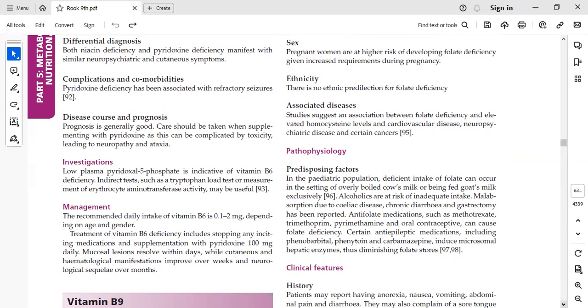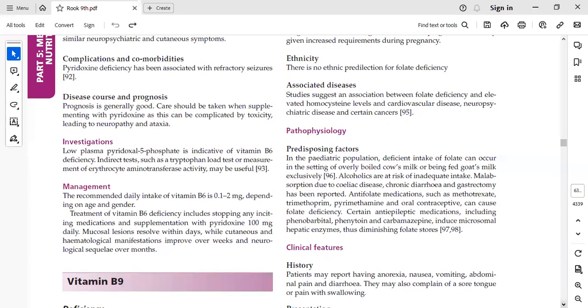How do you investigate a patient with vitamin B6 deficiency? There are two tests. Either you directly assess the deficiency, or there are indirect methods. Among the direct methods, there are going to be low plasma pyridoxal 5-phosphate levels. And in the indirect way, you either perform a tryptophan load test, or you assess the erythrocyte aminotransferase activity.